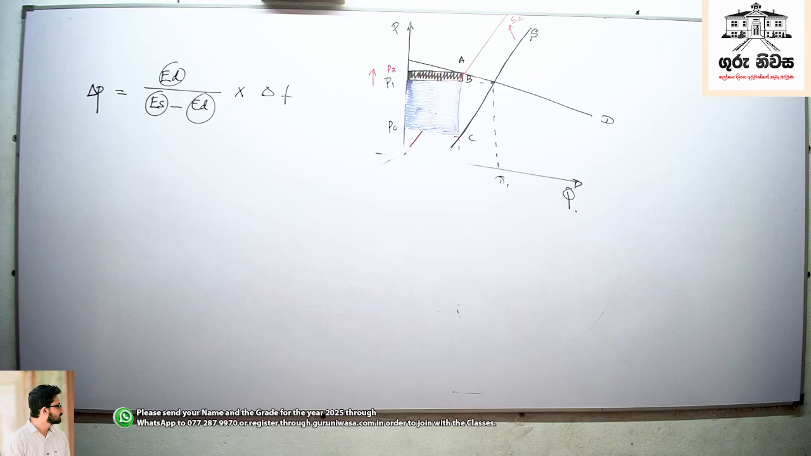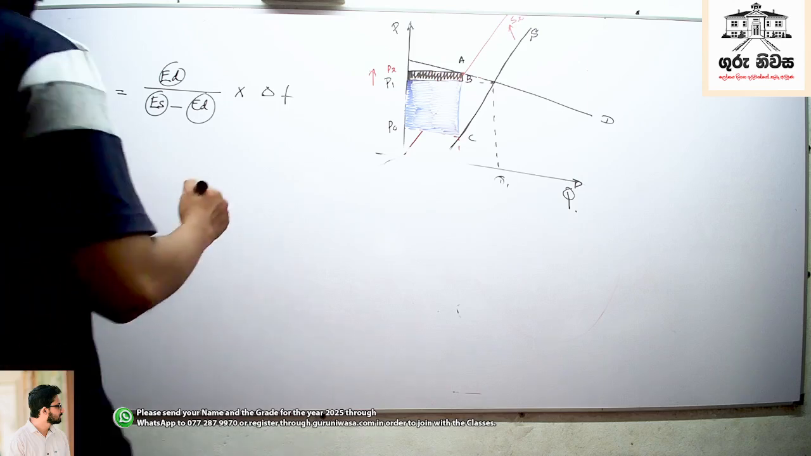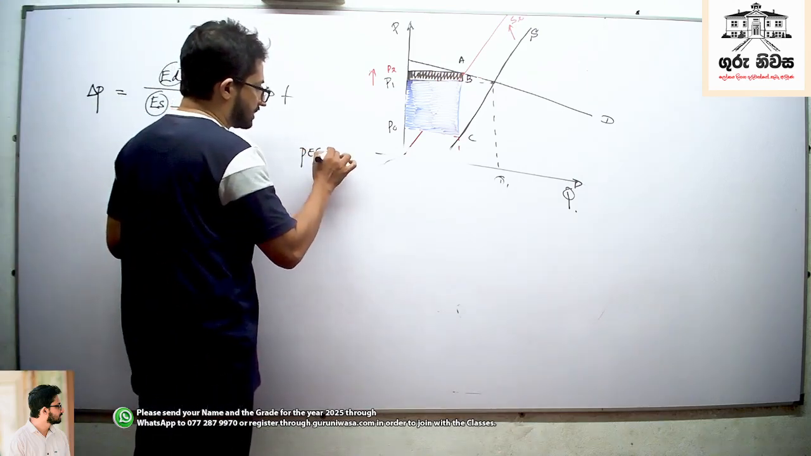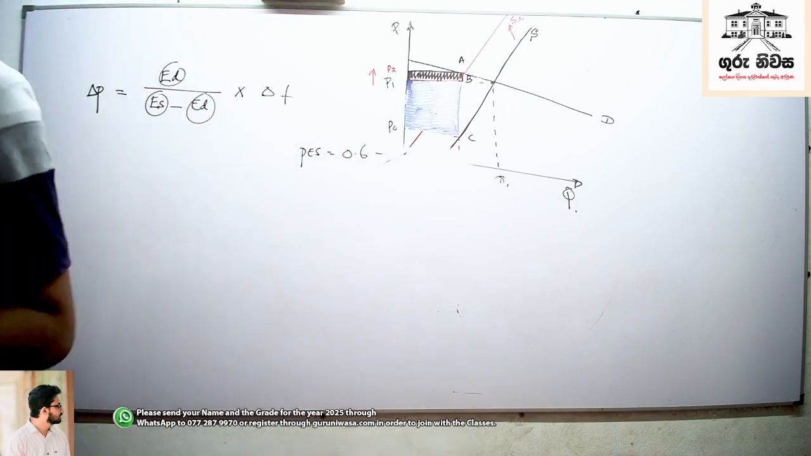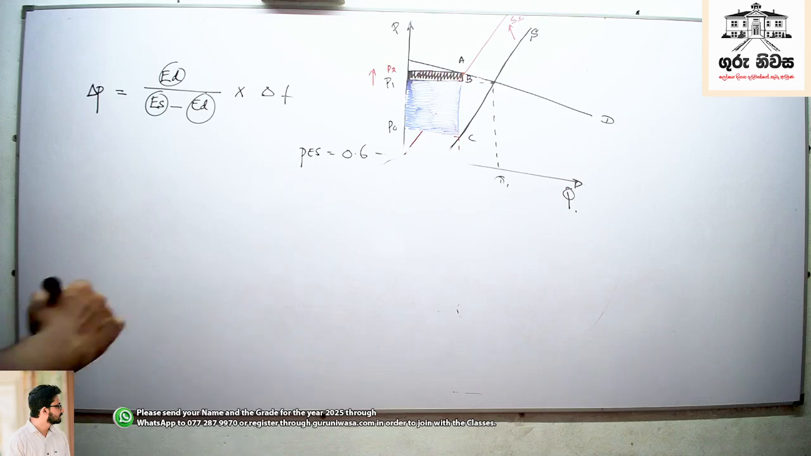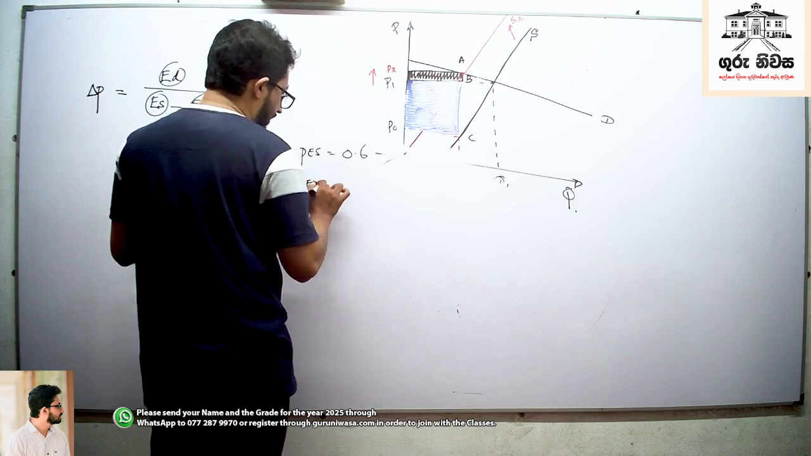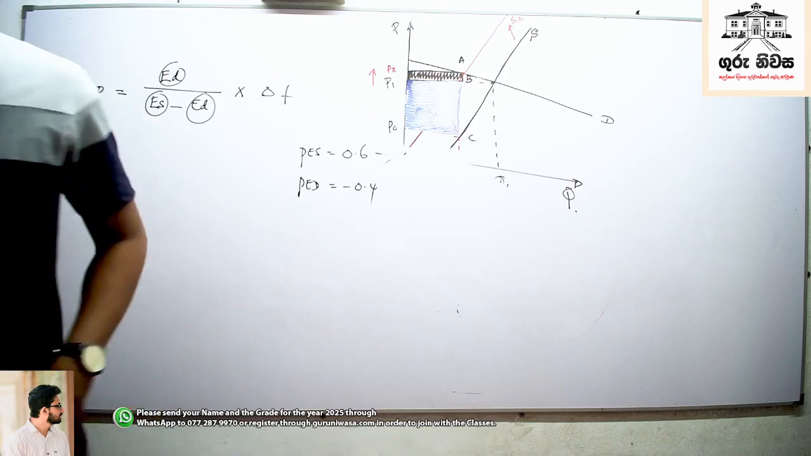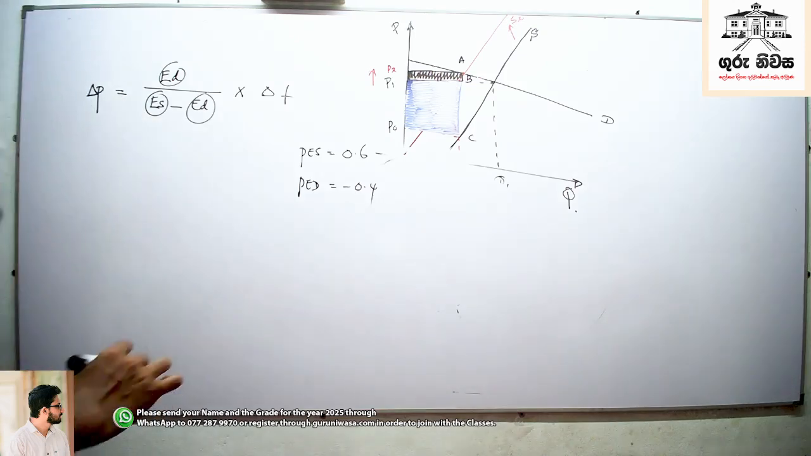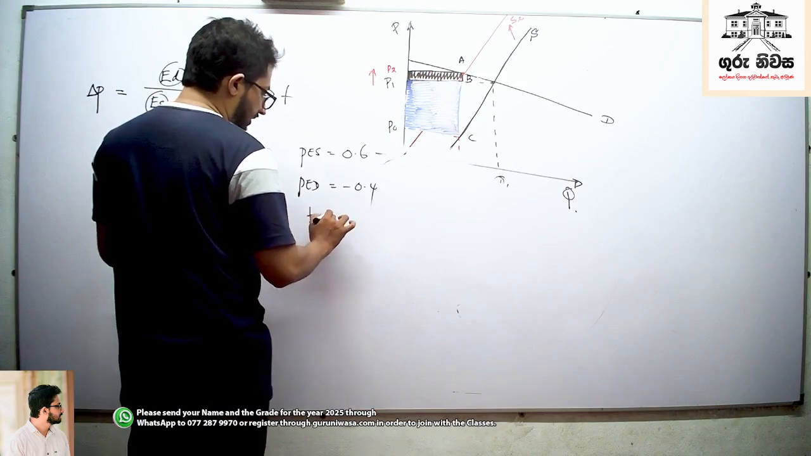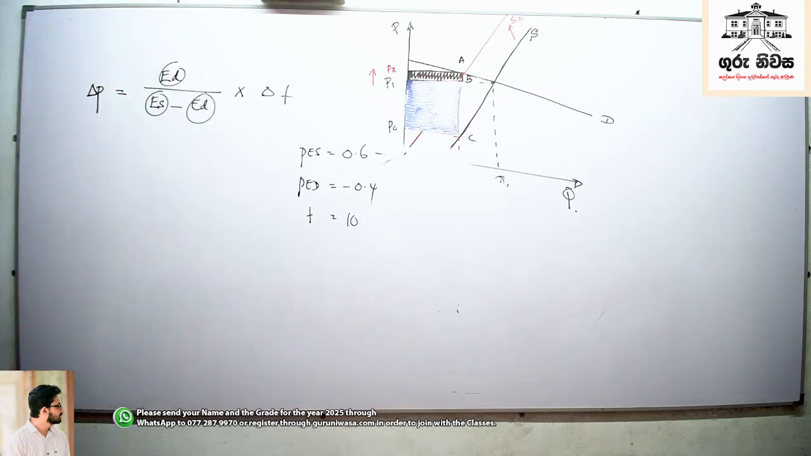Okay, write down the equation. We'll do the price question. Price elasticity of supply is 0.6. PES is always positive. Then PED is minus 0.4, and the unit tax is 10 rupees. T is 10 rupees. Then you can substitute the values. You can find by how much the equilibrium price increases in this case.